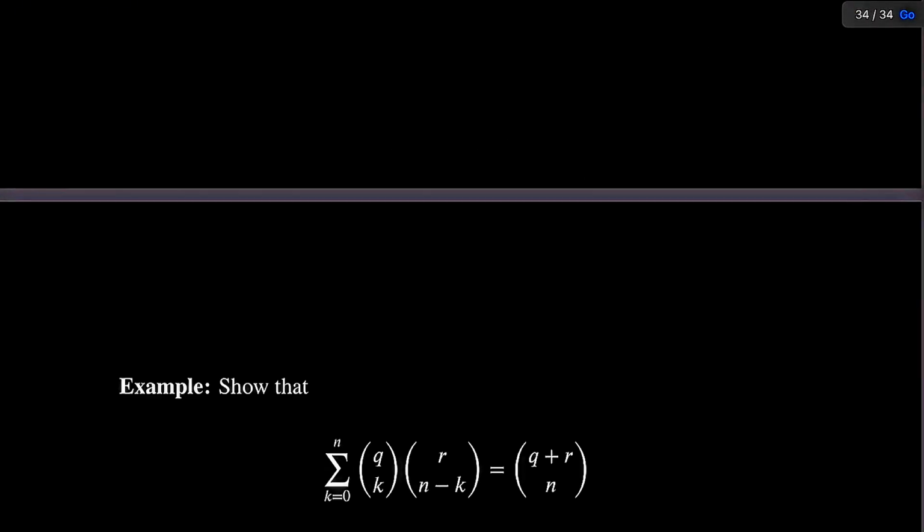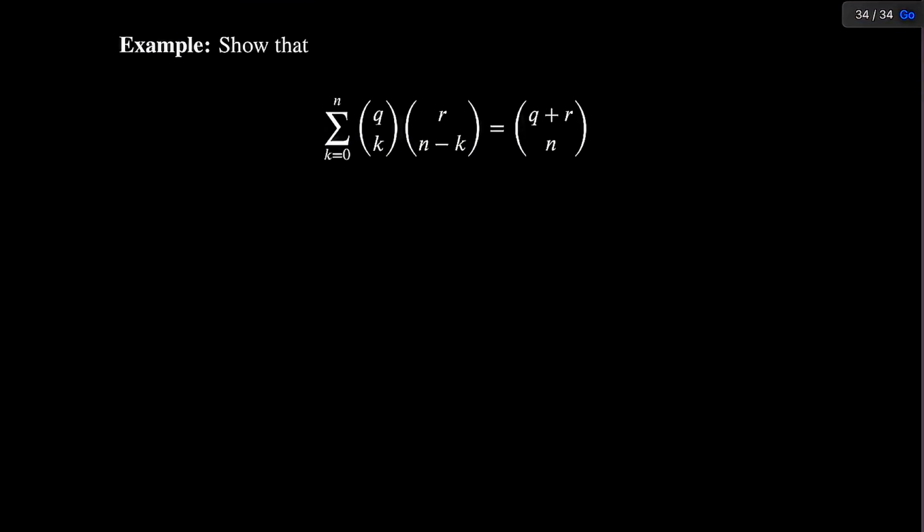Okay. Last example. This one's pretty useful, I think. Specifically when you have binomial coefficients that have this kind of like sum form to them. This formula tells you that you can always break them down like this. Okay, so how do we arrive at this? Well, what is q plus r choose n?